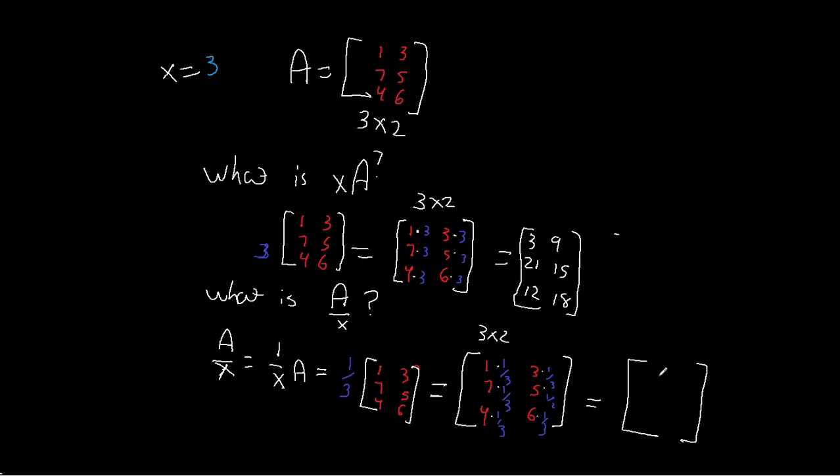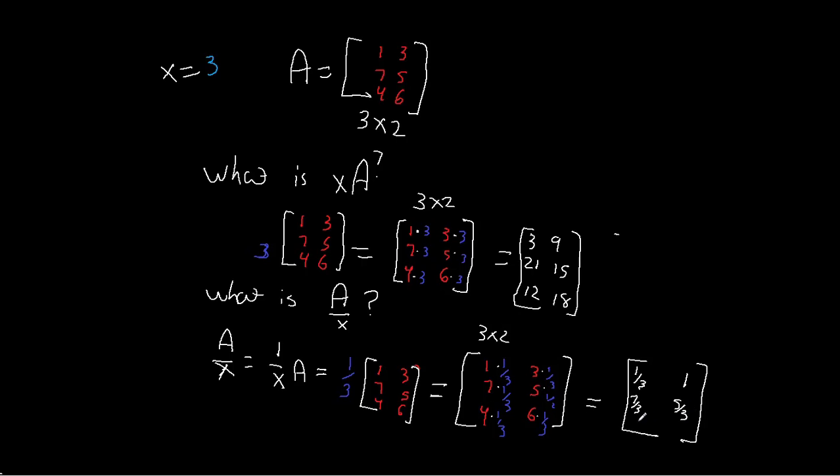So then we multiply them through. 1 times a third is a third. 3 times a third is 1. 7 times a third is going to be 7 over 3. 5 times a third is going to be 5 over 3.